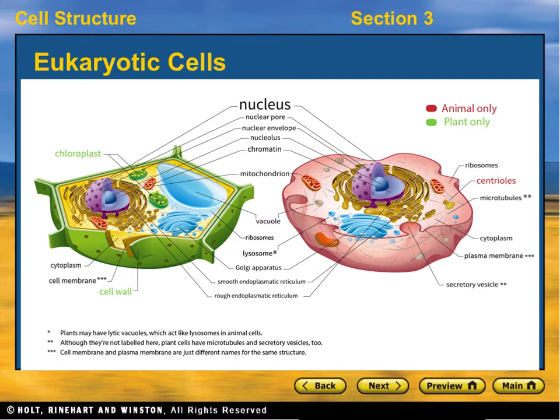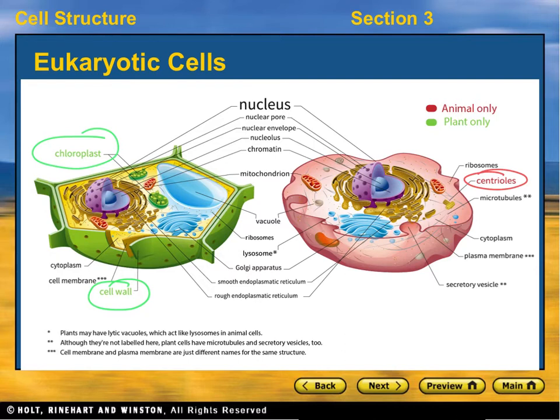Now some of the differences: the plant cell has a cell wall and chloroplasts, and the animal cell does not. That's two differences. An animal cell also has a centriole, which a plant cell does not have. These are just a few things. There are a few more, and we'll touch base on those as we progress through the cell sections.